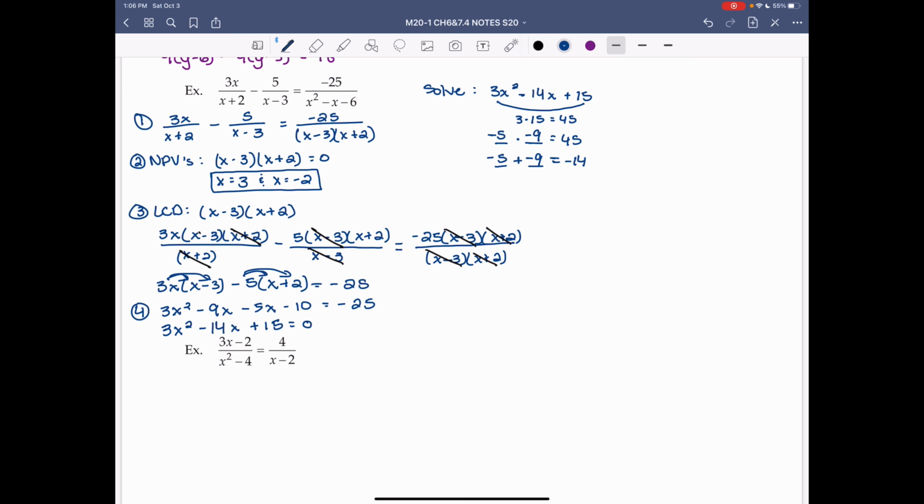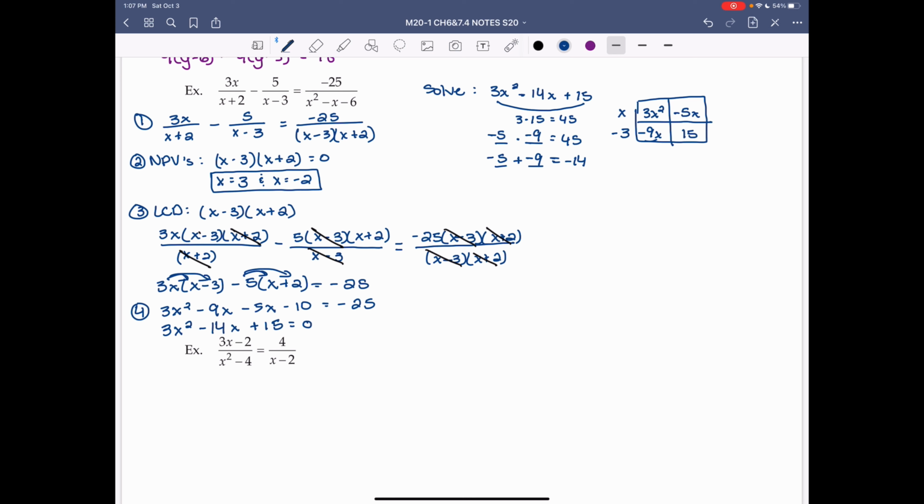It's a complex trinomial, so we need to use the box method from here. Top left, 3x squared. Bottom right, 15. Negative 5x and negative 9x in the other two, in any order. First row, 3x squared and negative 5x. It's going to be a positive x. Second row, negative 9x and 15. It's going to be a negative 3 because the first term is a negative.